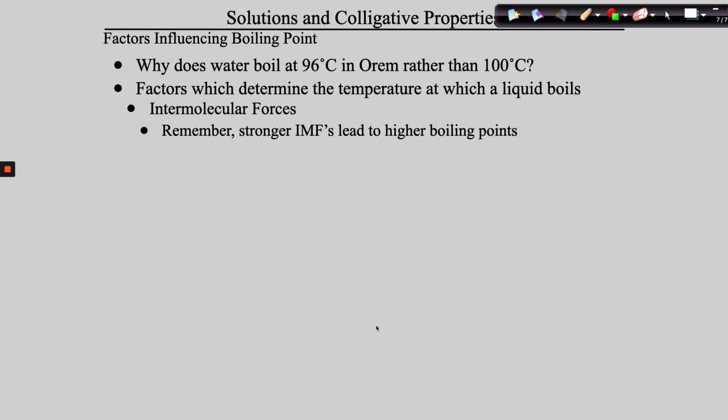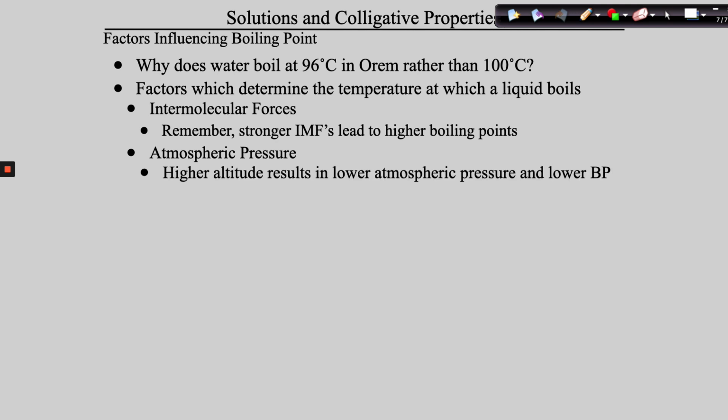But what I'm getting at is that has nothing to do with IMFs. So there's another factor that determines the temperature at which water boils, and it's atmospheric pressure. Charles, we're about to do your thing. So guys, what's the relationship? Let's just lay it out there and then talk about it. Higher altitudes result in lower atmospheric pressures, which causes the boiling point to go down.